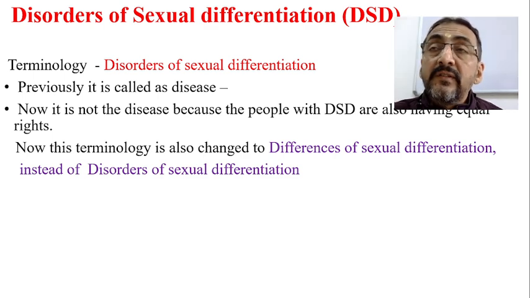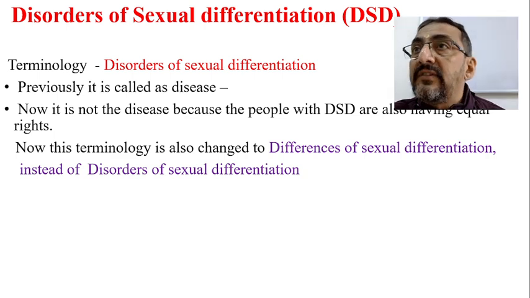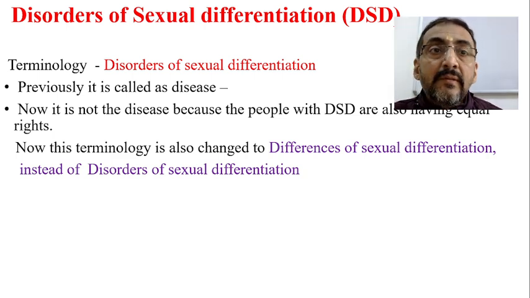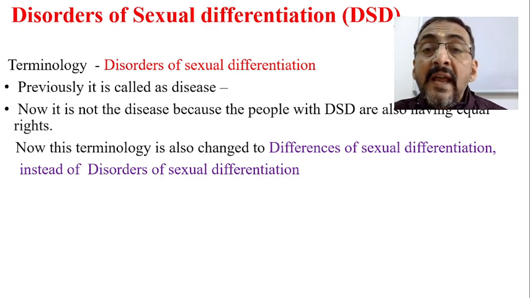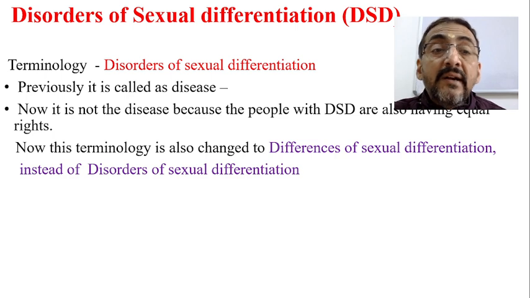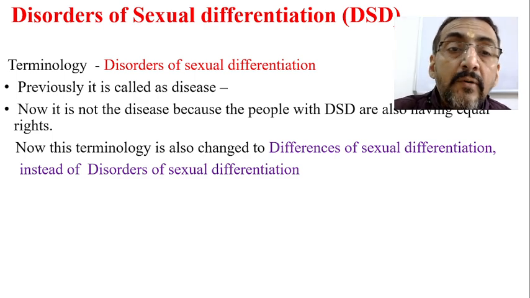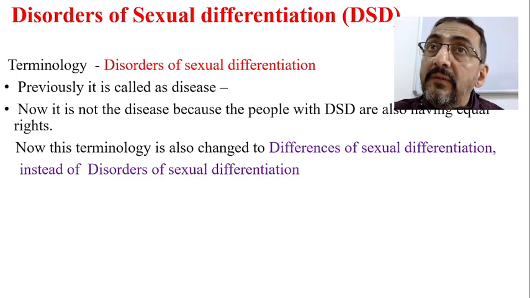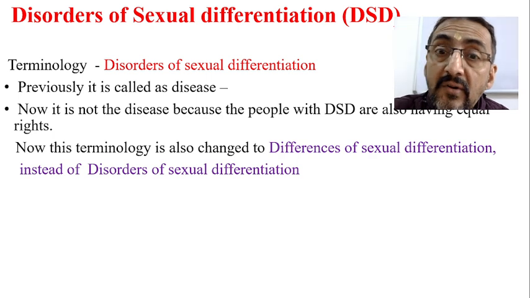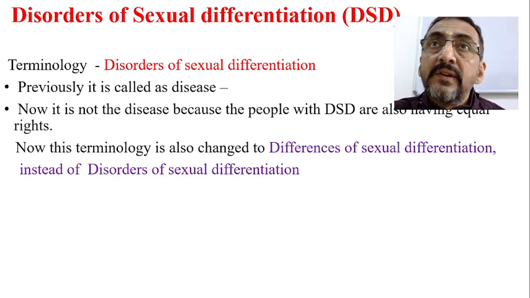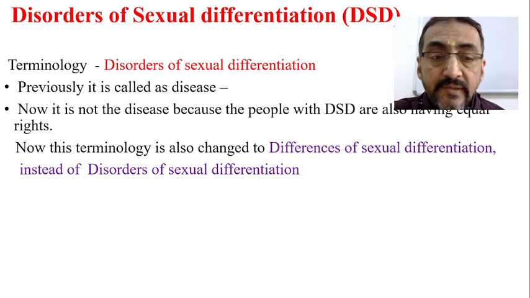So this terminology is now changed. Disorders of sexual differentiation has now changed into differences of sexual differentiation. The heading is the same, DSD, but it is not disorders of sexual differentiation. Instead, it is now called differences of sexual differentiation. This we should know. This is a changed terminology.